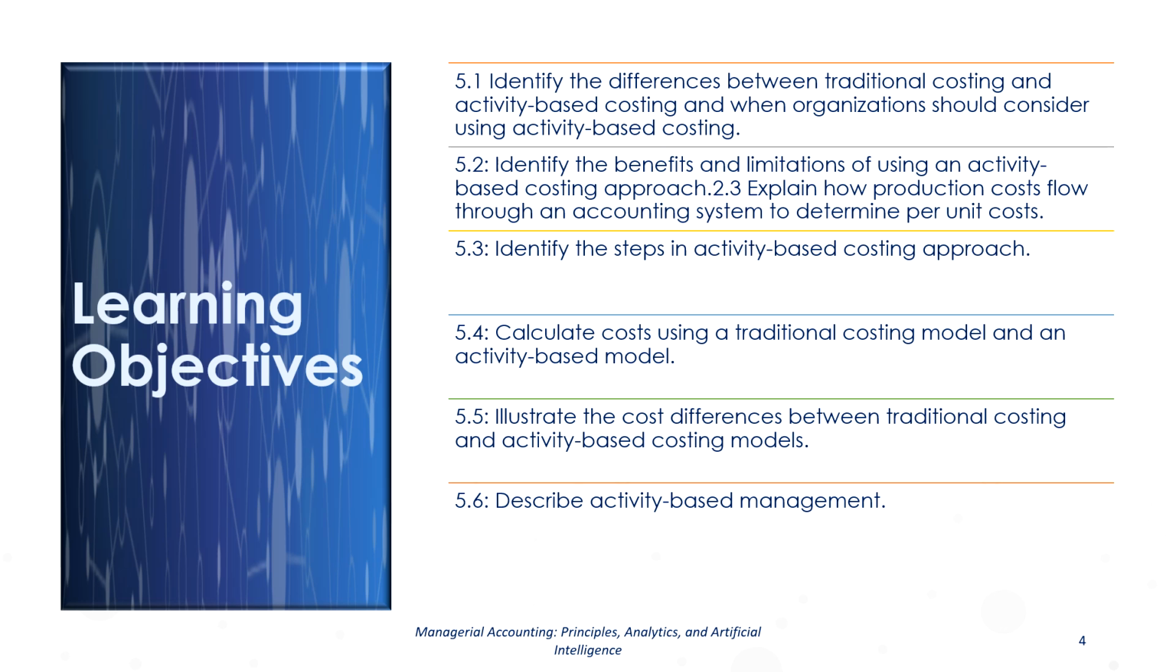Now let's review the learning objectives for Chapter 5. By the end of this chapter, you should be able to identify the differences between traditional costing and activity-based costing and when organizations should consider using ABC. Identify the benefits and limitations of using ABC. You'll be able to identify the steps in an activity-based costing approach. Calculate costs using both a traditional costing model and an ABC model. You should be able to illustrate cost differences between traditional and ABC models and describe activity-based management. Make sure all 6 learning objectives are written in your notes.